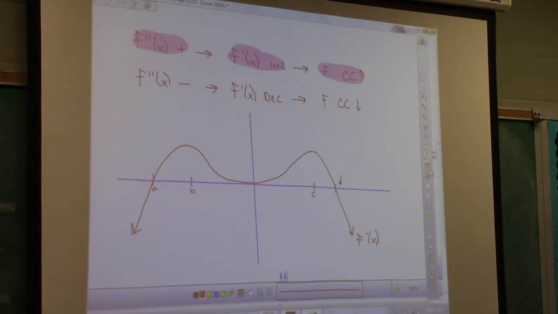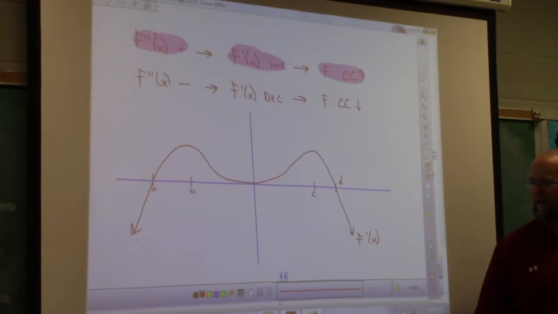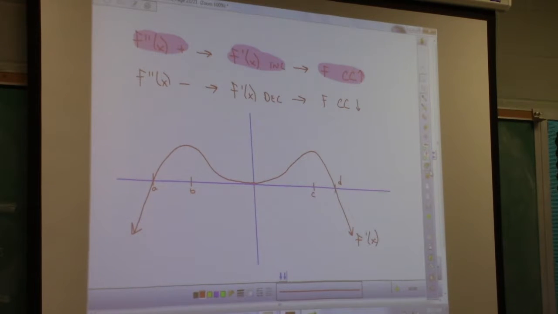You're right. A relative maximum occurs when f prime changes from positive to negative. Very good. So looking up here, where would we have a relative maximum? At what value would we have a relative max? Not A.